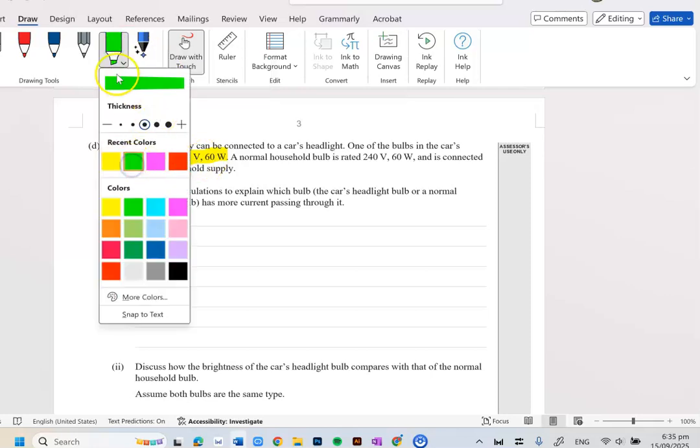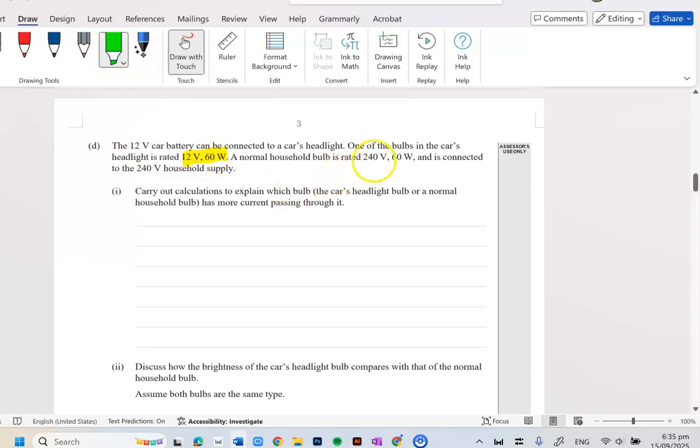A normal household bulb is rated 240 volts and 60 watts and is connected to this 240 volt household supply. Carry out calculations, so now we've got to carry out calculations to explain which bulb, the car's headlight or a normal household bulb, has more current passing through it. Okay, well, we can just do our simple current calculations.